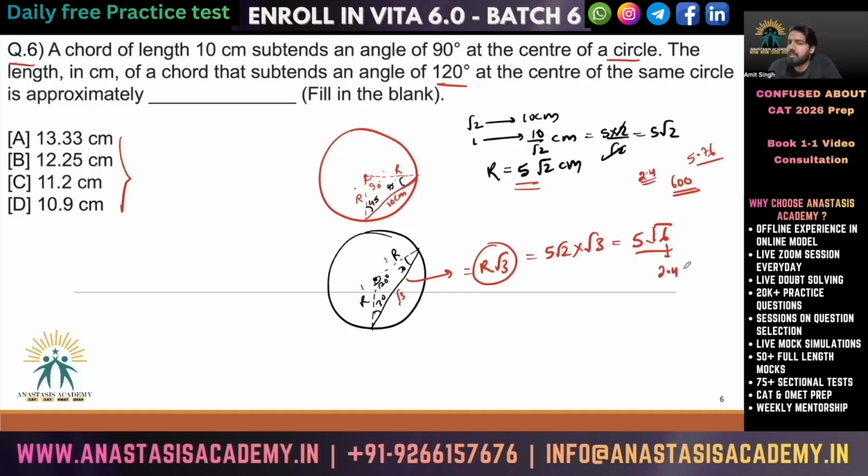So you can assume it as 2.4 something. If you multiply it with 5, you get how much? You get around 10 and 2, 12 point something. So it is slightly more than 12. So look at the options. Option B says 12.25. So that would be the correct answer.